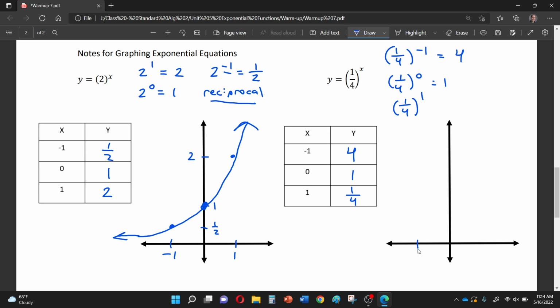Now we'll go ahead and graph. So -1, 0, and 1. 1/4 is down here, and 4 is way up here. And then we'll plot our points. This time the graph is going to go down this way. So it's either going to look like this or it's going to look like this, and the way you draw the points can tell you which one it is. We'll do 2 more examples. These are a little trickier.